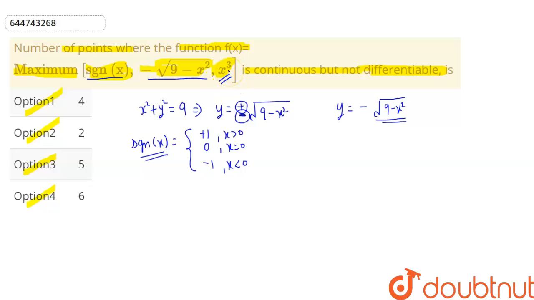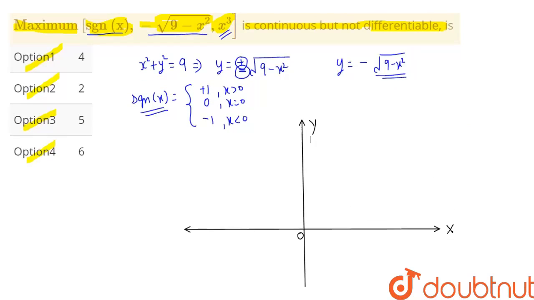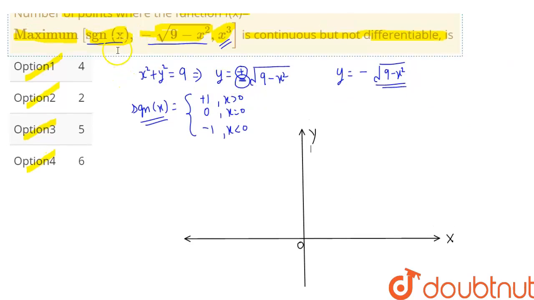So now let us try to draw the graphs of these functions. Here we draw the x-axis and here we draw the y-axis. Now let us name the axes. This is the origin O, this is the x-axis, and this is the y-axis. Now let us draw the graphs of all the three functions, that is signum x, minus under root of 9 minus x square and x cube. Let us first draw the graph of minus under root of 9 minus x square, which is a semicircle below x-axis and has a radius of 3 units.